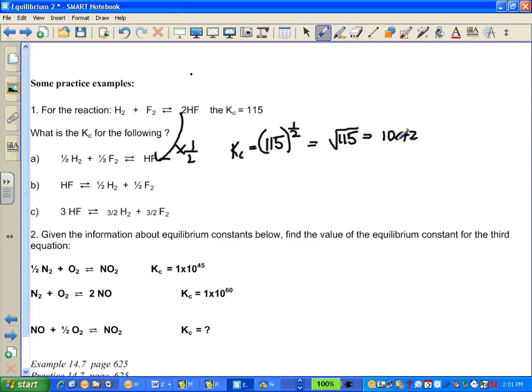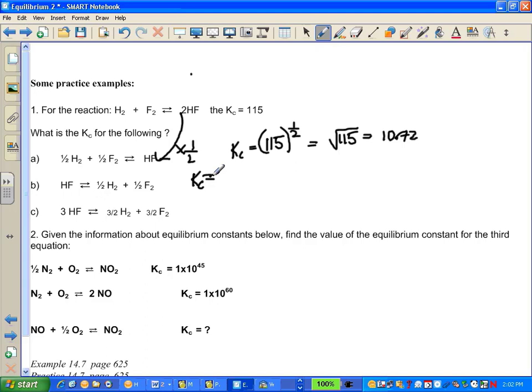Let's look at the second example. And we'll always compare to the original, for simplicity in this case. If we look at B, what we can see is that the reaction has been reversed from the original, and it has also been multiplied by 1/2. So there have been two manipulations. So when we calculate the Kc value, we need to apply both of those manipulations in order to determine the new Kc.